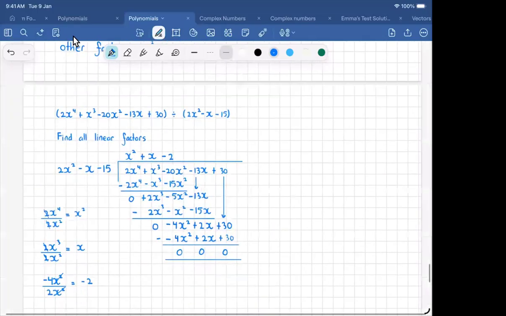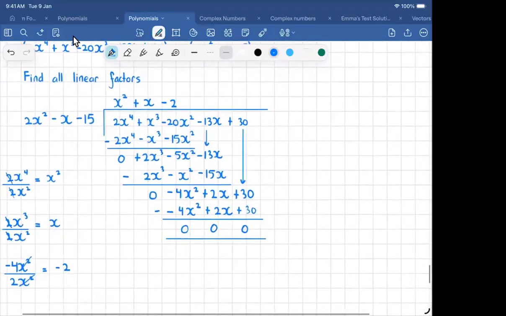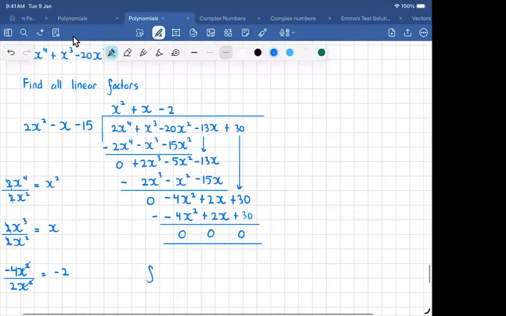Right. Tell me, what would the factors be? So I'm going to start you off. One of the factors is 2x squared minus x minus 15. And what is the other factor? x squared plus x minus 2.